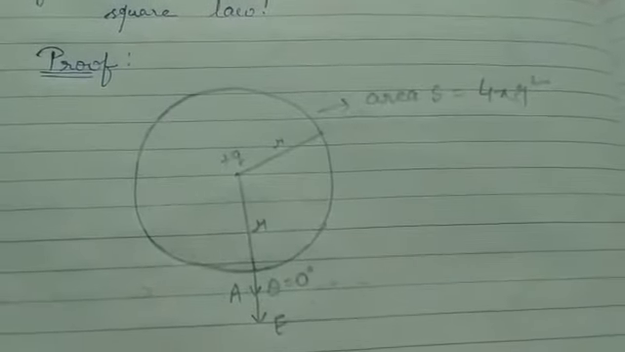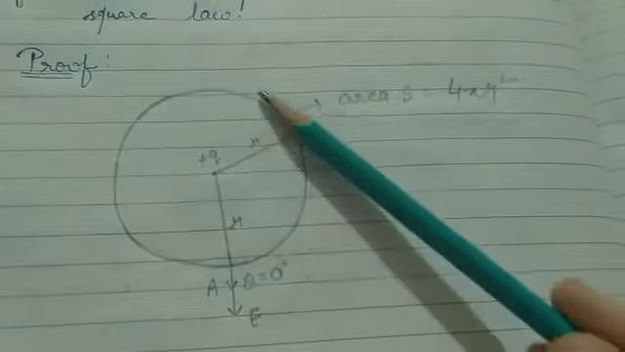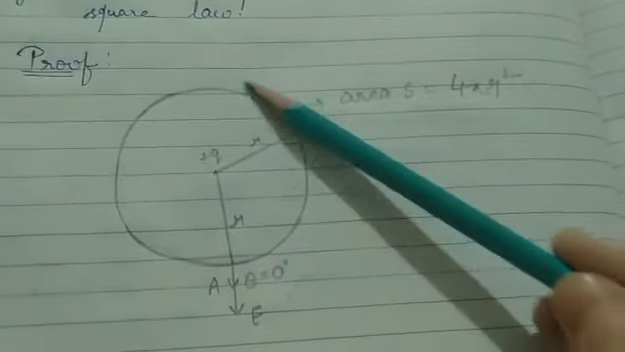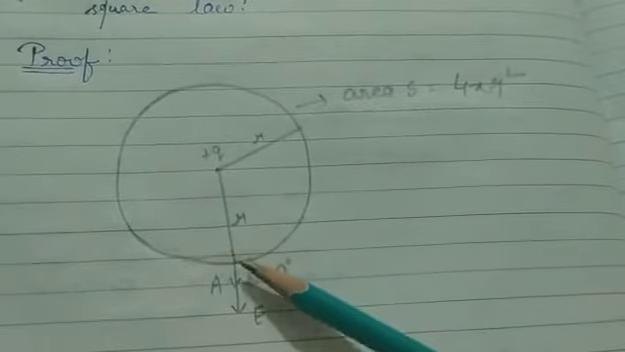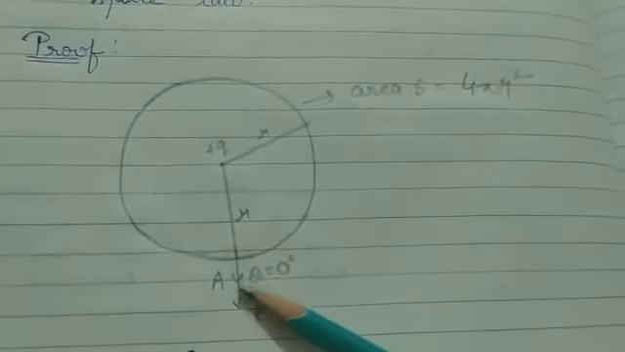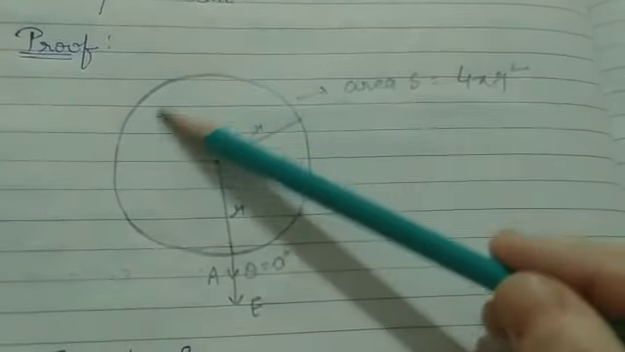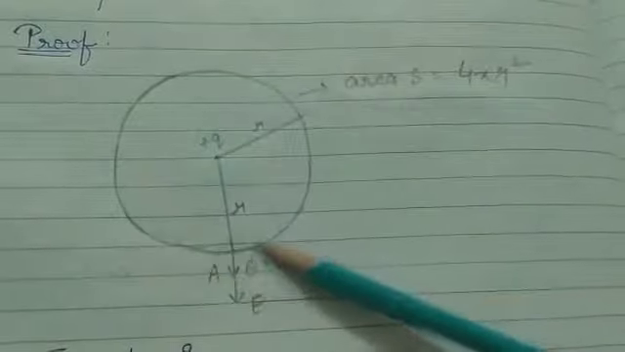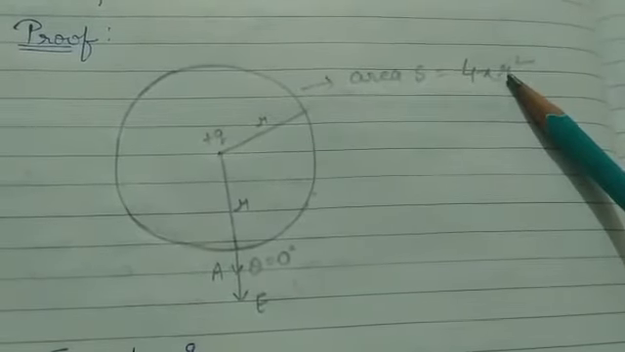Now let's see the proof. Here one charge plus q is enclosed by a symmetrical surface of radius r. This is the electric field and this is the direction of area. The angle between A and E is 0 degrees here, and because the surface is spherical, the total area S equals 4 pi r square.